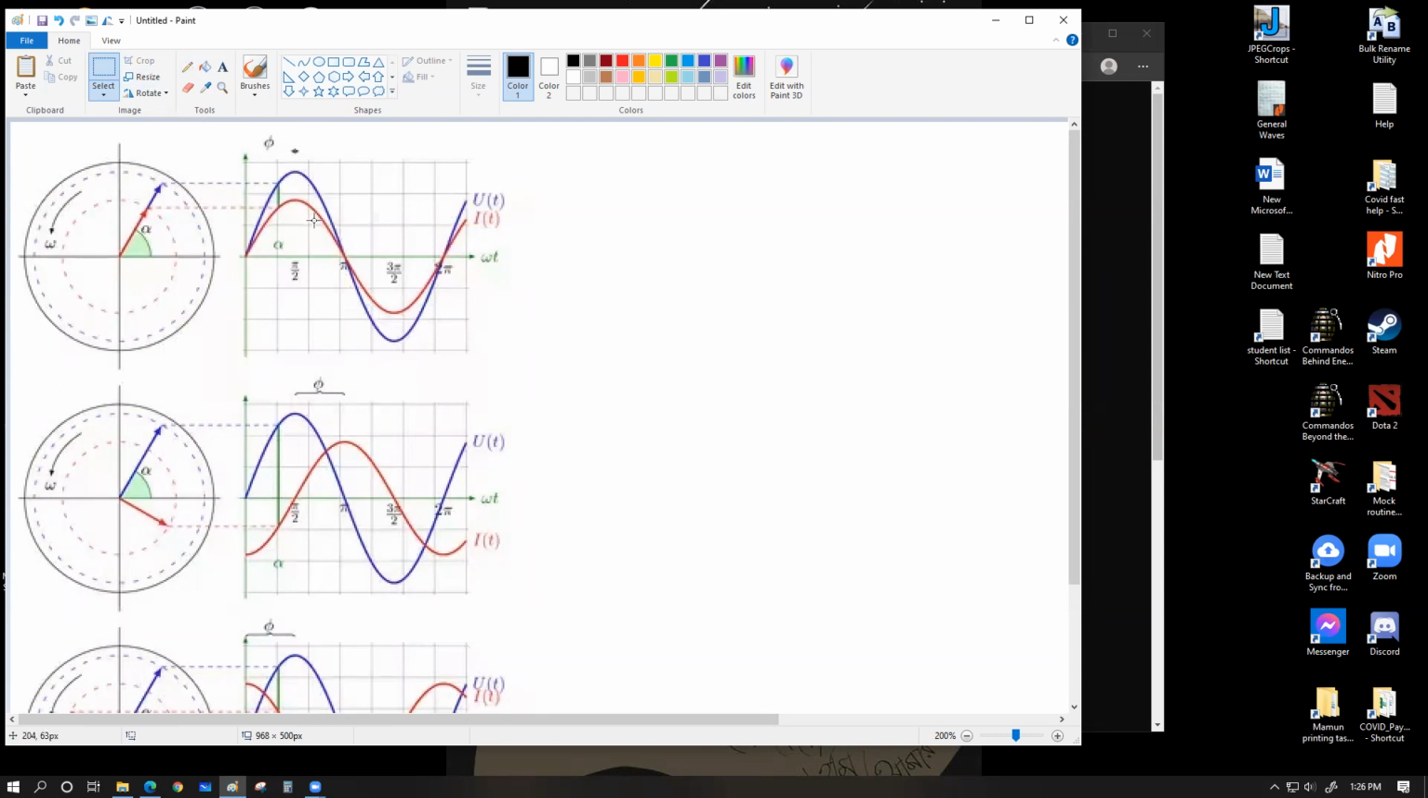That means that all the crests are perfectly aligned. All the troughs are perfectly aligned, and essentially the waves have the same time period, obviously, because they have the same angular speed. So this is what we call a zero phase difference, which is very simple to understand.